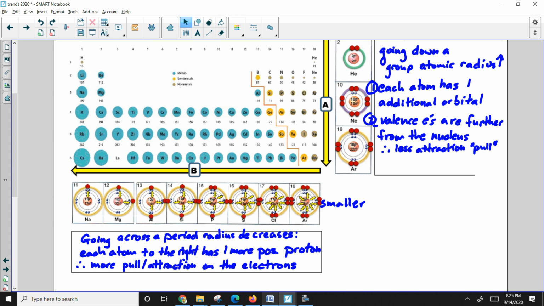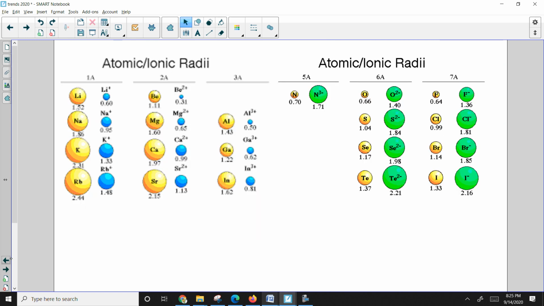And the extra proton in the nucleus means there's more positive charge, and that positive charge pulls on those outer electrons. So those outer electrons are being pulled inwards because of that extra positivity in the nucleus. This is something called effective nuclear charge. Just remember, more positive in the nucleus, sucking those electrons towards the middle. It's like arms pulling in. All right, so that's the pattern for the radius.